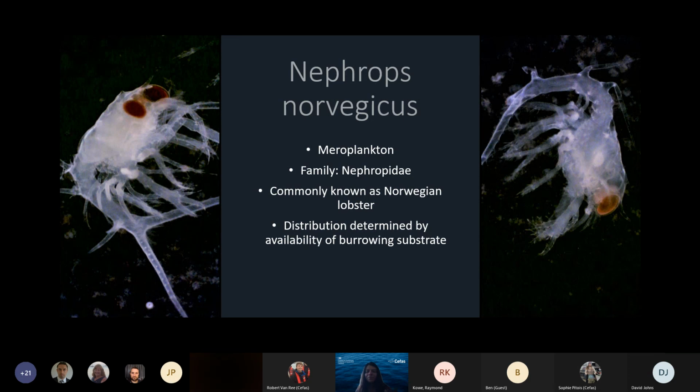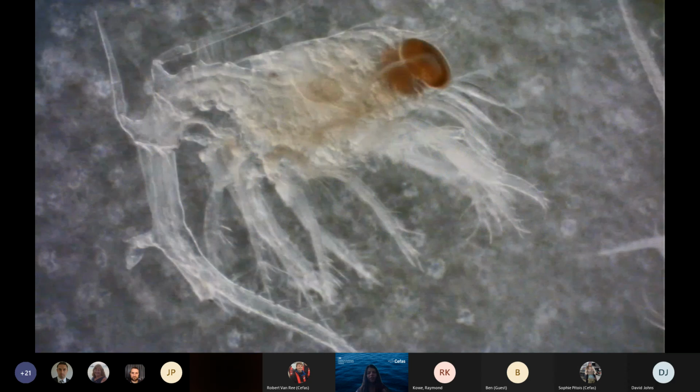Being an example of meroplankton, only the larval stage is planktonic and lives within the water column. Therefore, the highest numbers of this species are found in the north of the European region, as its distribution is determined by the availability of suitable substrate for the adults to burrow into.